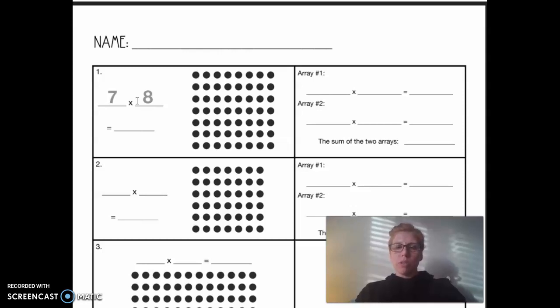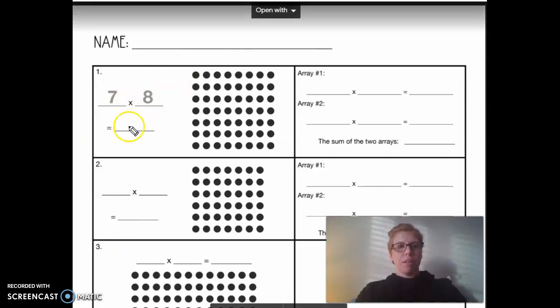Now, we are going to split up this array to show the distributive property. And the distributive property is where you split up one of your numbers in a multiplication problem into two smaller numbers that are number bonds. Now, number bonds are two numbers that add up to the other number. So I'm looking at 7 times 8, and I think that I'm going to split the number 8 up. So I'm going to circle 8 because I'm going to split him up.